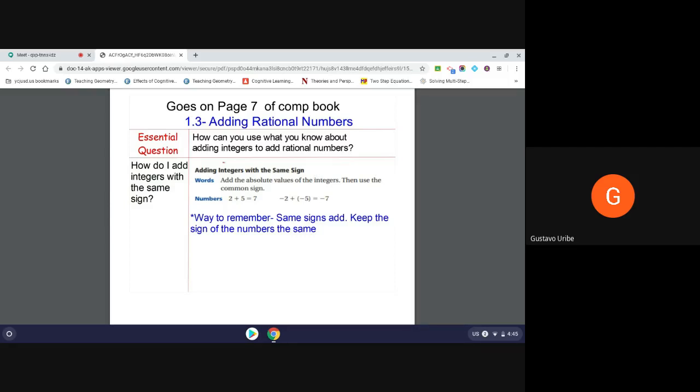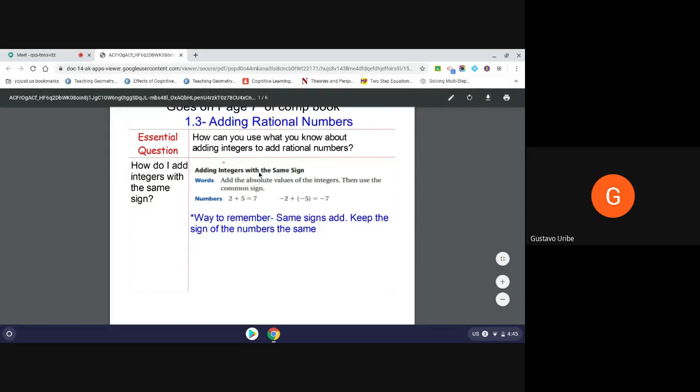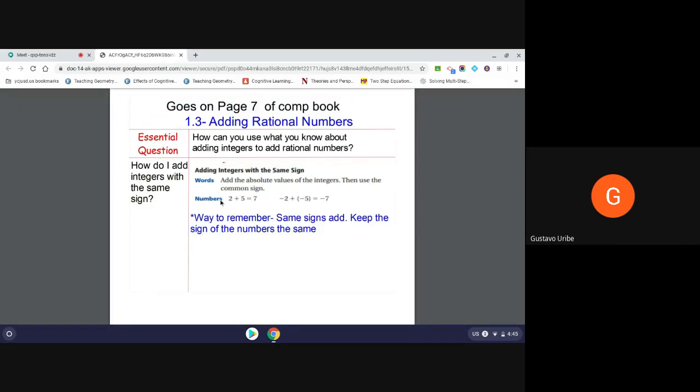How do I add integers with the same sign? So in 1.2, I told you all that if integers have the same sign, we are going to add them and keep the sign the same. Well, this is just reiterating that. Add the absolute value of the integers, then use the common sign. So, for example, 2 plus 5 is equal to 7. Or if we have -2 plus -5, that also equals -7. If I have 2 negatives and then I give you 5 more negatives, in total you have 7 negatives. The way to remember: same signs add, keep the signs of the numbers the same.